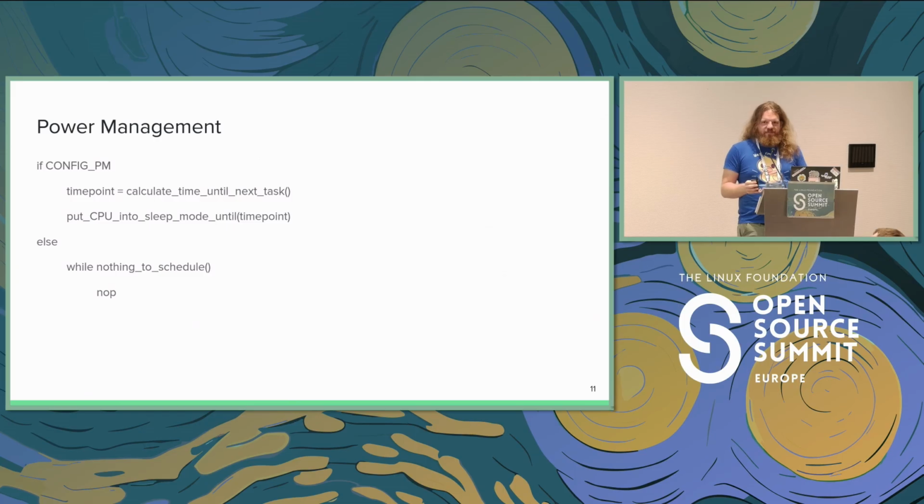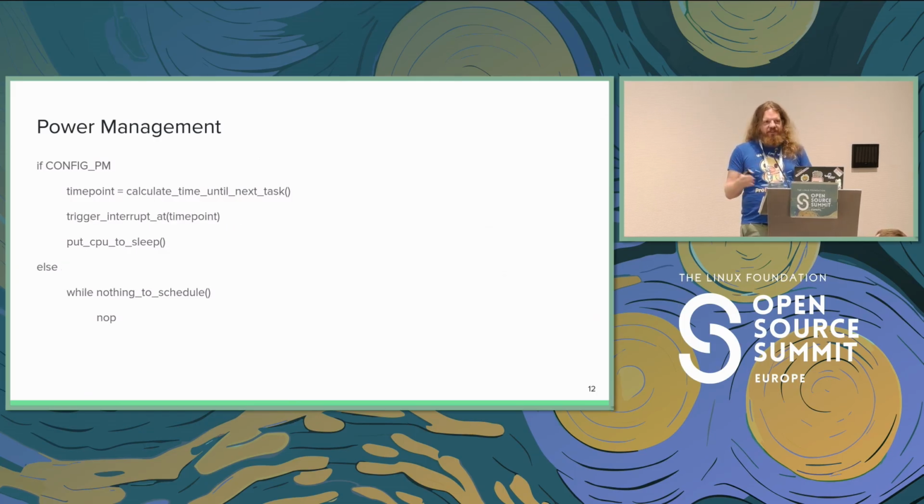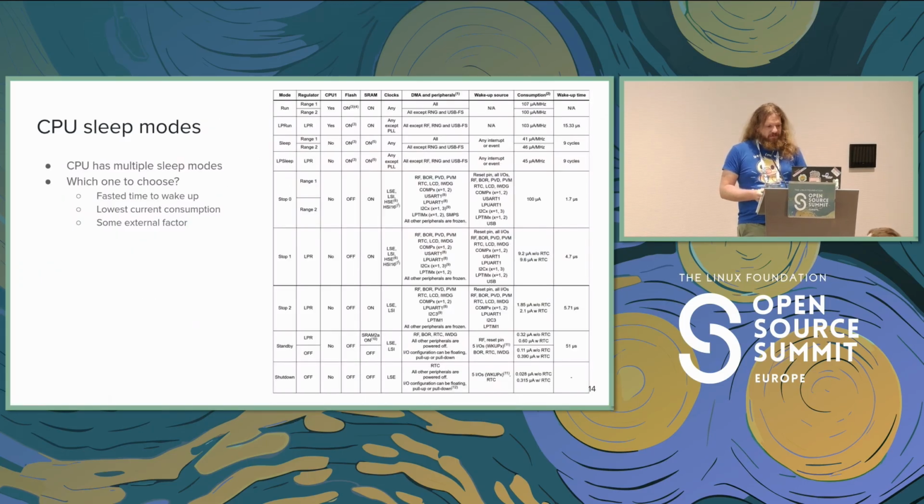I mean, that's a very simplified view. You can't just put the CPU into sleep mode until this point. You have to wake it up somehow. So what is actually done is to trigger an interrupt at this time point and put the CPU to sleep. But a CPU has multiple sleep modes. Which one do we choose?